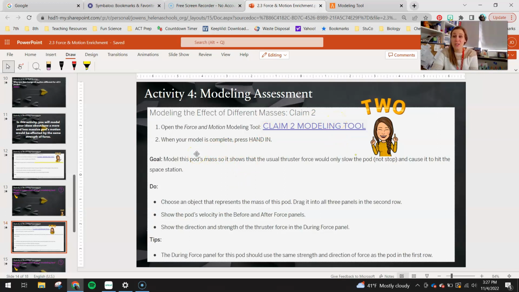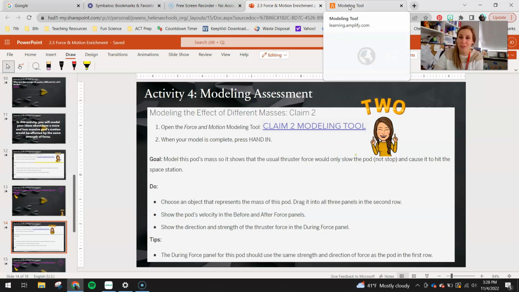Remember that in Claim 2, we know that the pod didn't stop, it just slowed down. In Claim 1, it turned around and went in the opposite direction. In Claim 2, your pod just slowed down. It was moving at a medium speed to the right, it just slowed down. So think about that when you're doing the after.